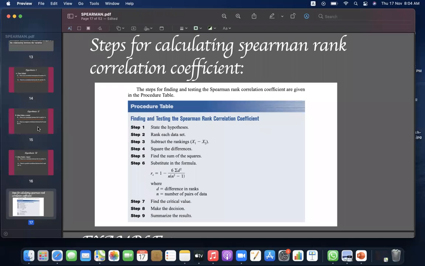Number six, substitute in the formula where RS is the Spearman rank correlation coefficient, D are the differences in the ranks, and N is the number of pairs of data.